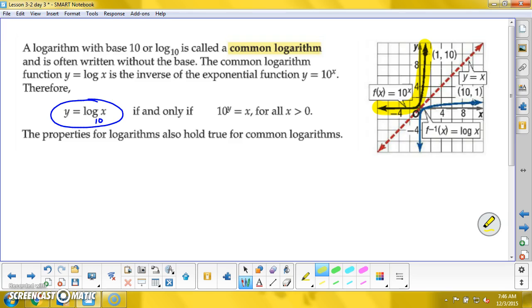And then, sorry, that's an exponential graph. That's not the log graph. That's 10 to the x. And then the common log is its inverse, which is right here. So that's the graph of a common log.